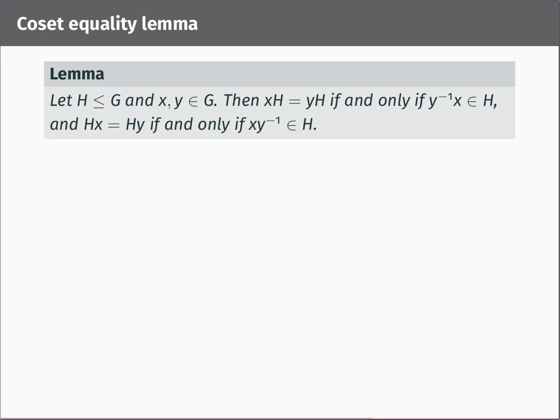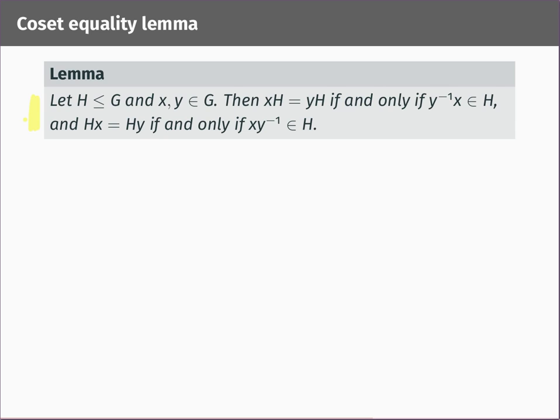Let's come back to this point I was making before about when are two cosets equal. So we'll prove that if H is a subgroup of G and x and y are elements of G, then the two cosets xH and yH are equal if and only if y inverse times x is in H, and a similar result for right cosets. So I will prove the result for left cosets, and I will leave the right coset one, which is of course very similar, to you. So this is an if and only if statement, so we have to do two directions.